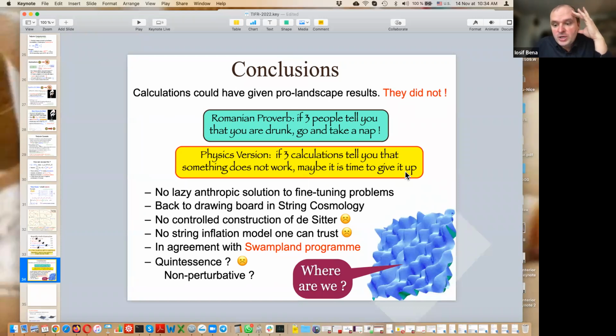But I think that one has to be careful about how the calculation is done. And I don't think it will work in all examples. I think this will put some nice constraints. I think, of the 10 to the 500 vacua, there'll be a few of them which have de Sitter. But one has to be careful.